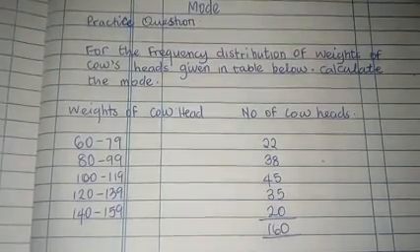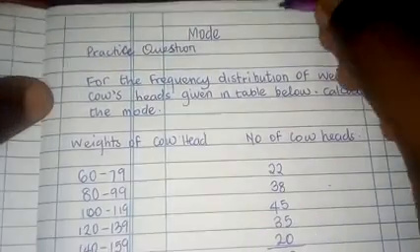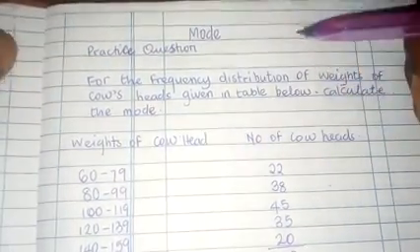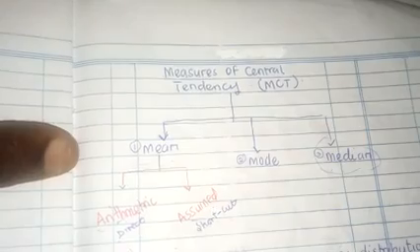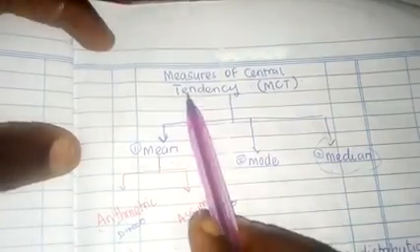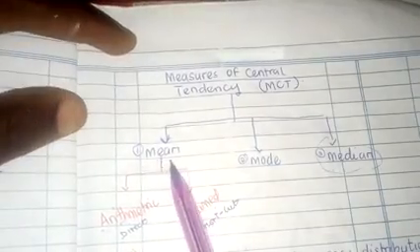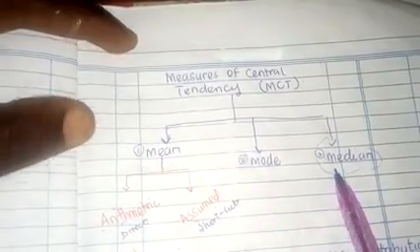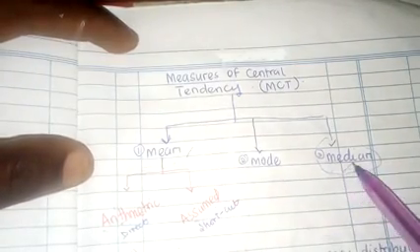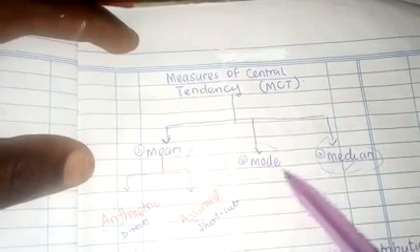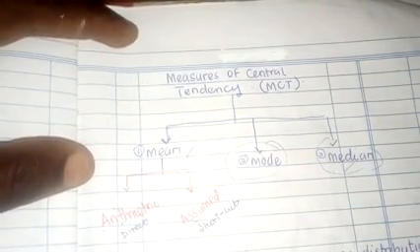Hello students. In this video we are going to consider one of the measures of central tendency, which is the mode. If you remember, we said there are basically three measures of central tendency: the mean, the mode, and the median. We have considered the mean and the median, so we want to consider the mode. Now let's get started.